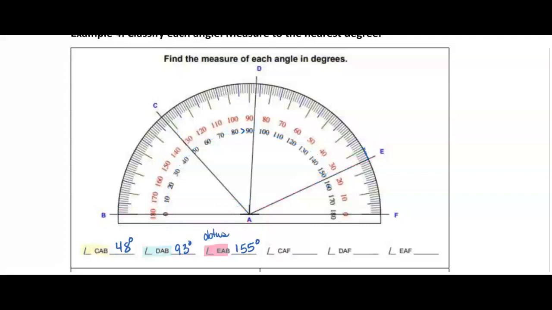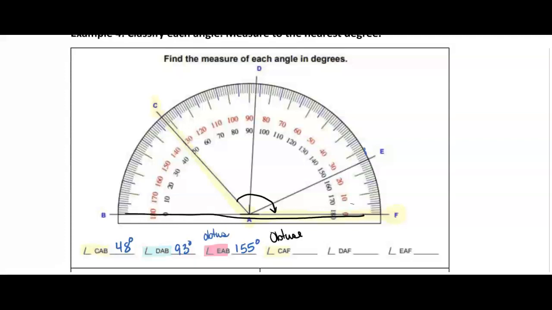For CAF, look at C, trace down to the vertex A, then to F. Okay, we're going to start with, is this acute or obtuse angle? This clearly looks like an obtuse angle, which means I want to measure greater than 90. I want to look at where my ray is lined up with the base. Here's my base. This time it's lined up on the right-hand side.